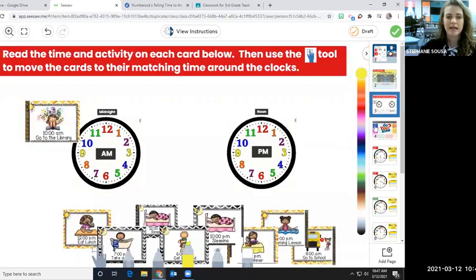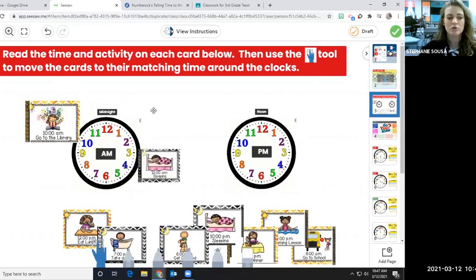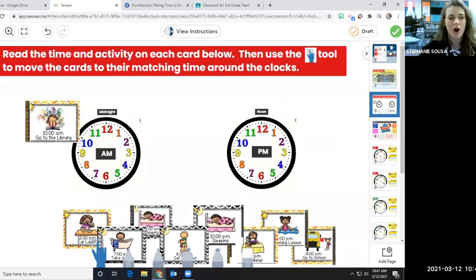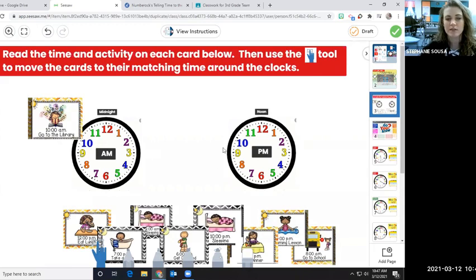All right, let's take a look at slide 3, please. Slide 3 says, read the time and activity on each card below. Then use the drag tool to move the cards to their matching times around the clock. We've got an example. It says 10 a.m., go to the library. Notice that at 10 a.m., we are on the a.m. side. That's in the morning. We're not going to the library at 10 p.m. because the librarians are at home in their bed sleeping. They won't be there for you.